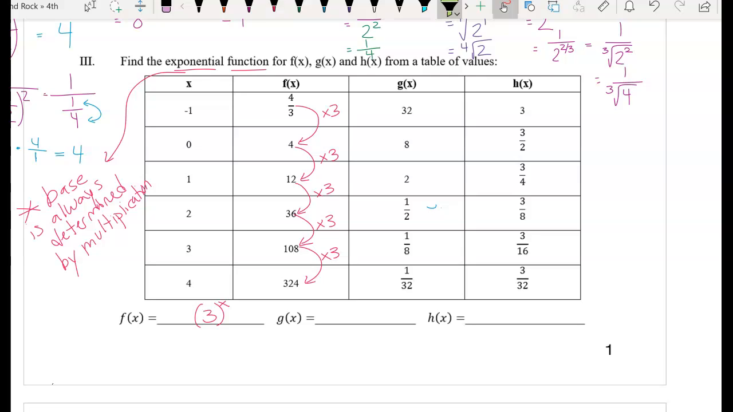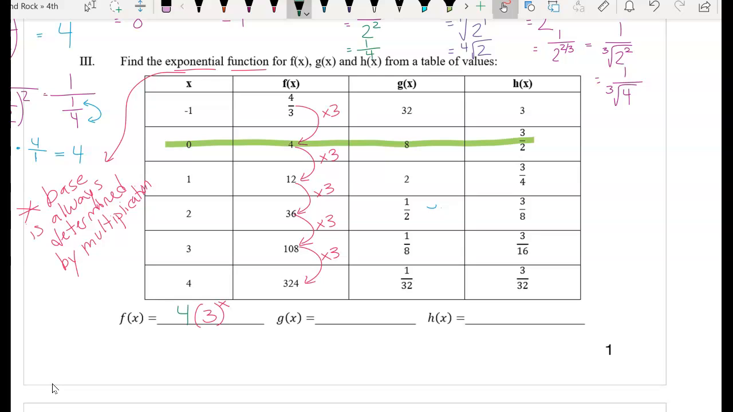The y-intercept, which is determined how? How can we find it on this table? When x is 0, that gives us our y-intercept. So in f of x, what is our y-intercept? 4. So I just write a 4 in front and I'm done. That's it. Find the amount you're multiplying by and find your y-intercept, and you have created an exponential equation.